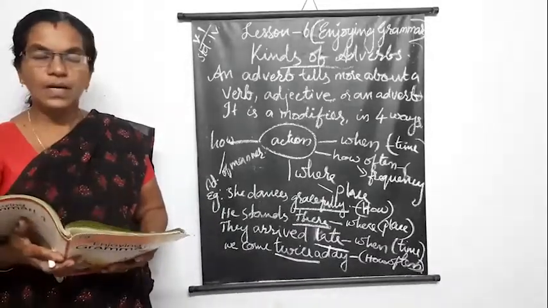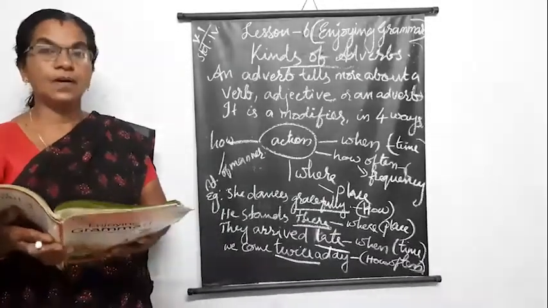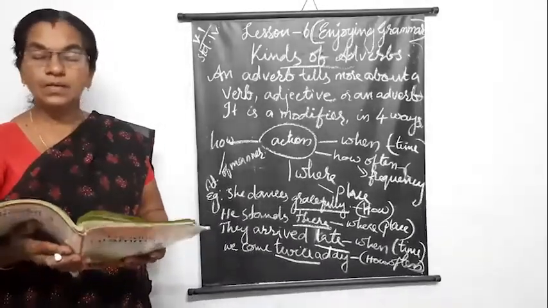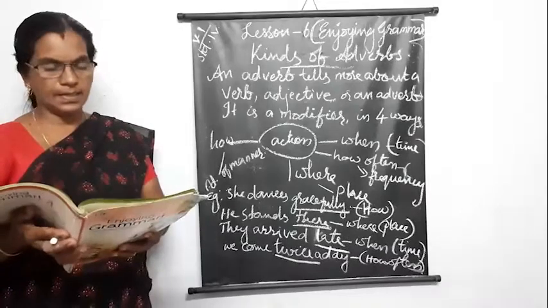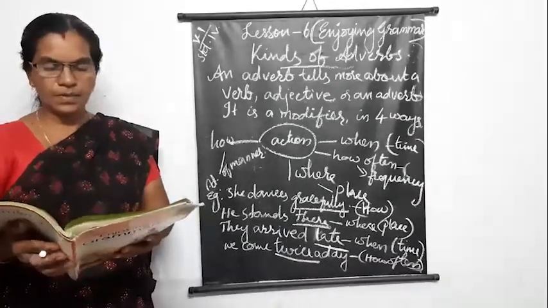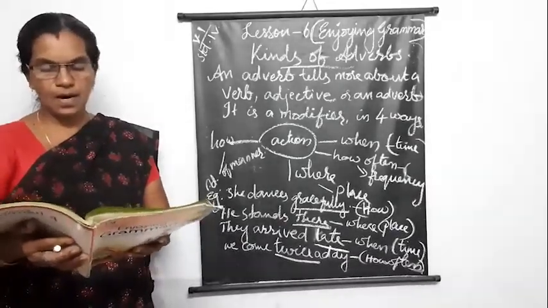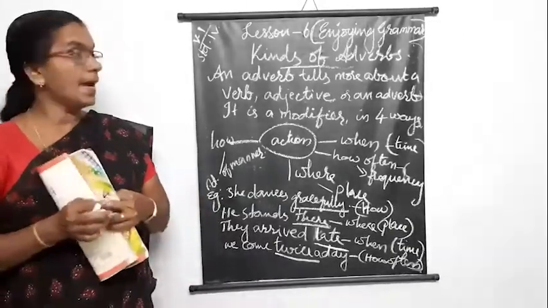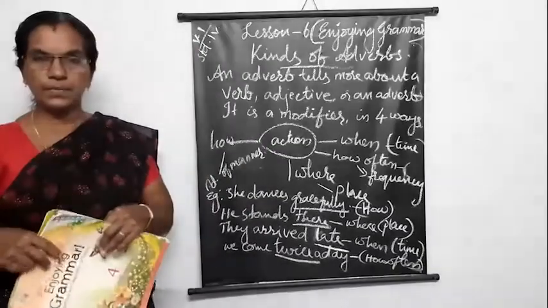Who are you? What's your name? Where do you live? How are you? Why did you come here? When did you come here? Just like that. Some more interrogative adverbs are why, where, how, whose, and which. Okay, clear? This is about the kinds of adverbs.